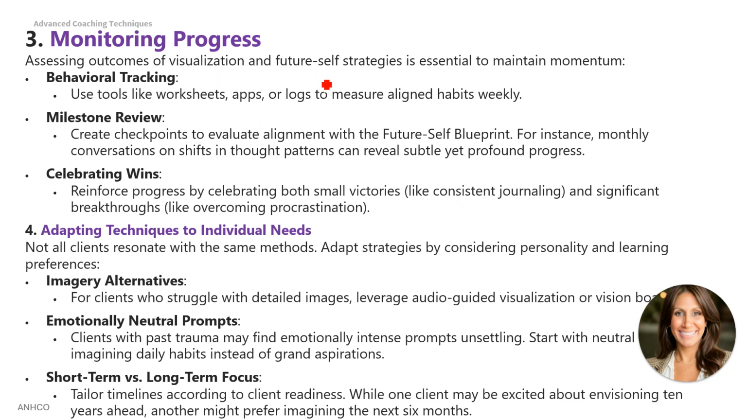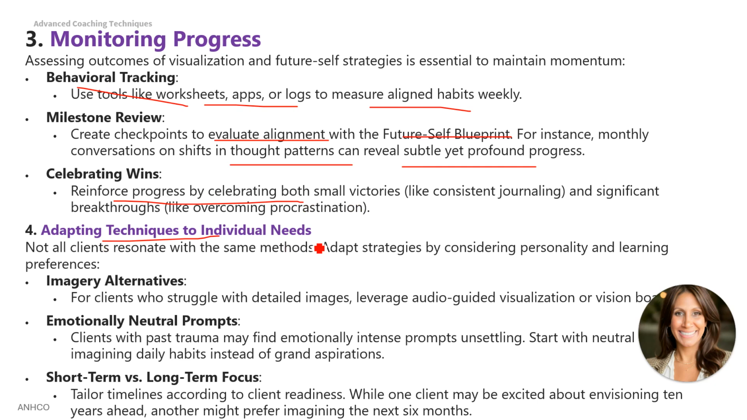Assessing outcomes of visualization and future self strategies is essential to maintain momentum. Behavioral tracking: use tools like worksheets, apps, or logs to measure aligned habits weekly. Milestone review: create checkpoints to evaluate alignment with the future self blueprint. For instance, a monthly conversation on shifts in thought patterns can reveal subtle yet profound progress. Celebrating wins: reinforce progress by celebrating both small victories and large victories.